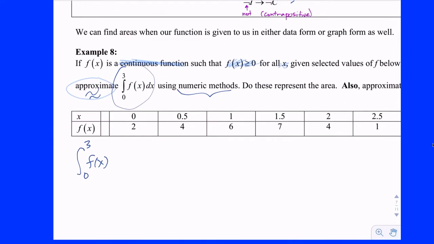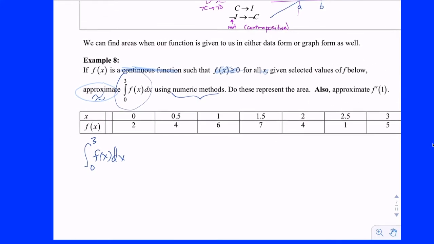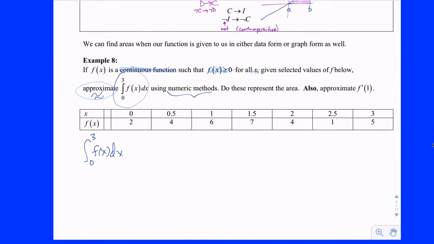You might be given more values than you need. Well, notice the chart does span from x equals 0 to x equals 3. If the chart spanned from 0 to 4, you wouldn't be using all of the information in the chart. So that's been kind of a late trend to give you more information than you need, okay?